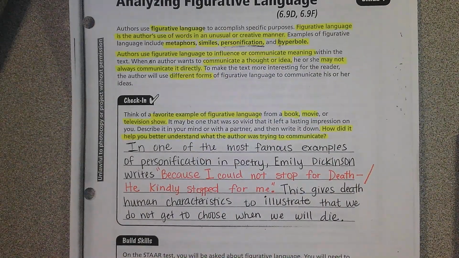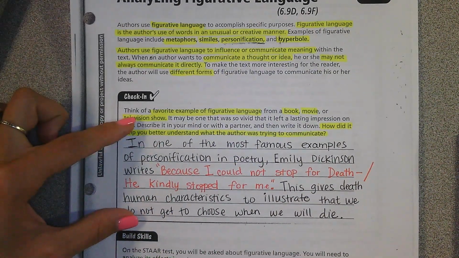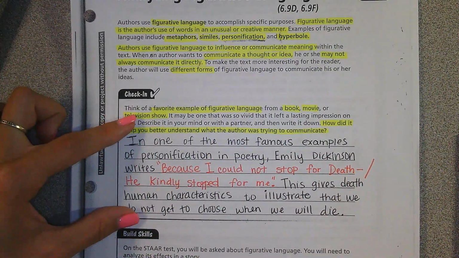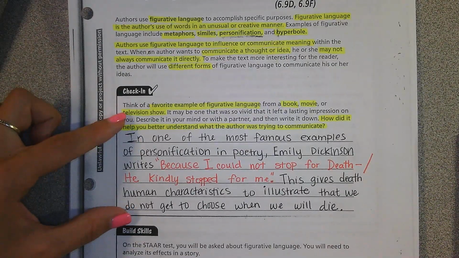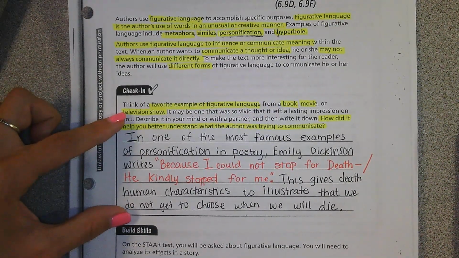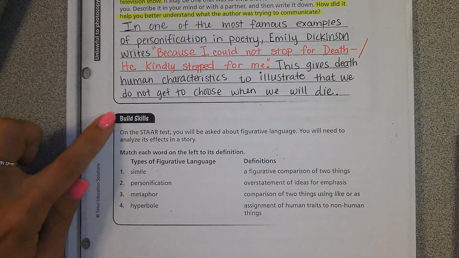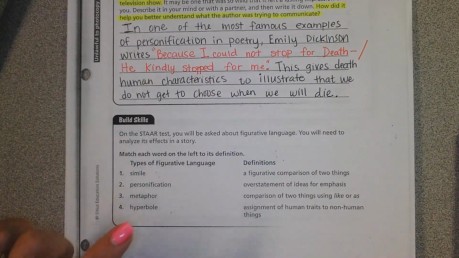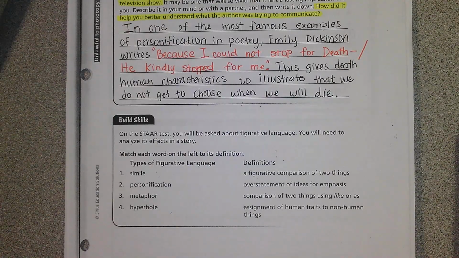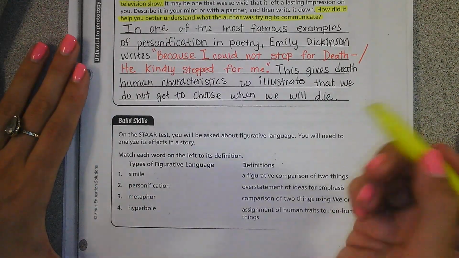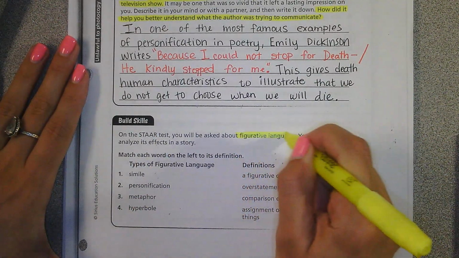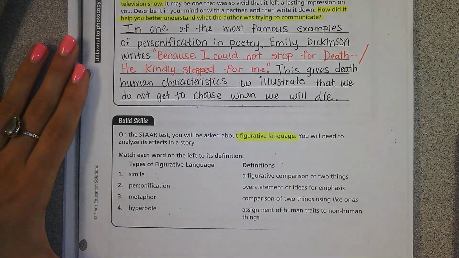So, you are able to create your own example, but for whatever reason, if you're having trouble or you don't know what to write, then you can just go ahead and write what I wrote and use my example. Let's move on to the next practice. Here we're going to build skills. So look at the following instructions. It says, on the STAR test, you will be asked about figurative language, which is 100% true.